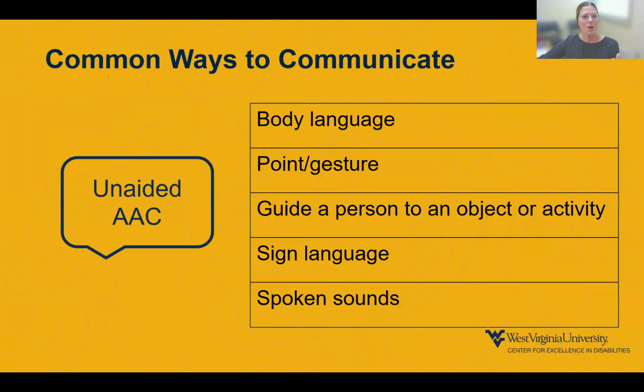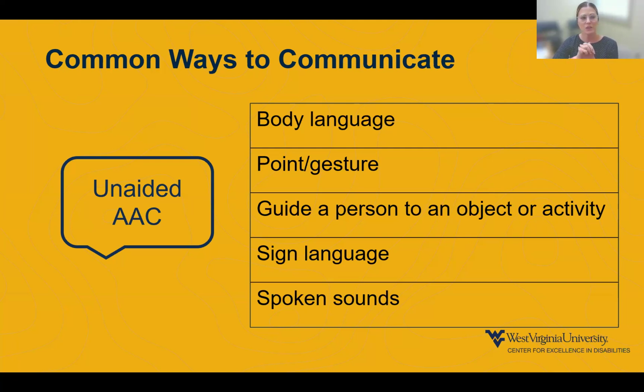So here are some common ways that we communicate that are actually considered unaided AAC. Again, bear with me. I'll explain what unaided AAC means in a moment. But unaided AAC generally includes these items: body language, pointing or gesturing, guiding a person to an object or activity. That would be if your child takes your hand and guides you to the refrigerator, right? So they're telling you, hey, I want something in that refrigerator, open it up. Or maybe they're guiding you to an object or their favorite puzzle or something that they need.